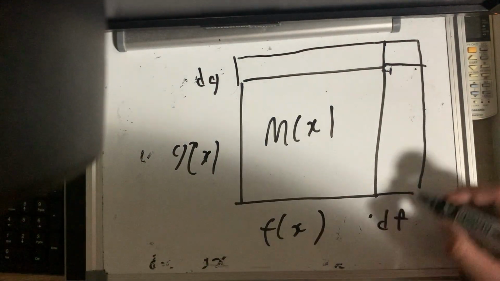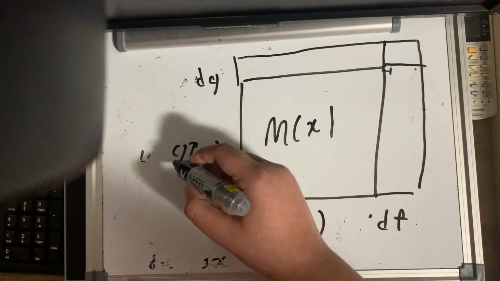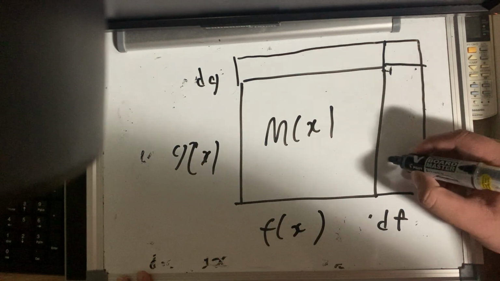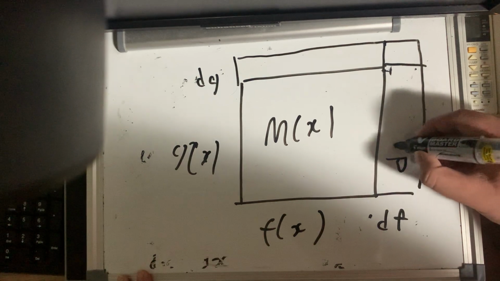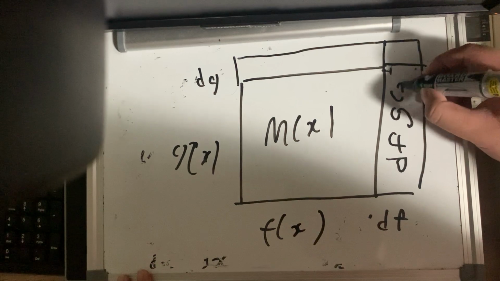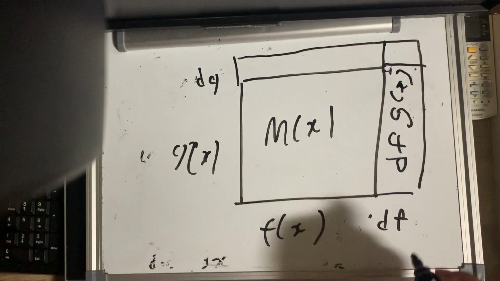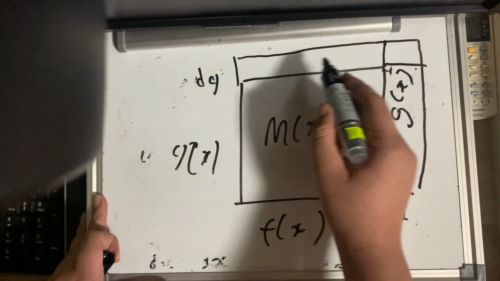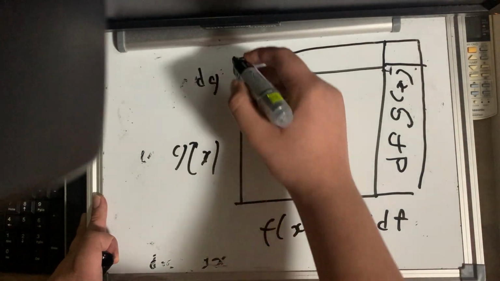This area has a length of d of f and a length of g of x. So that's df, oh, I can't really write it. df, I'm writing it sideways, times g of x. Yeah, you have to look sideways, sorry. And over here, this area has a length of f of x and d of g.